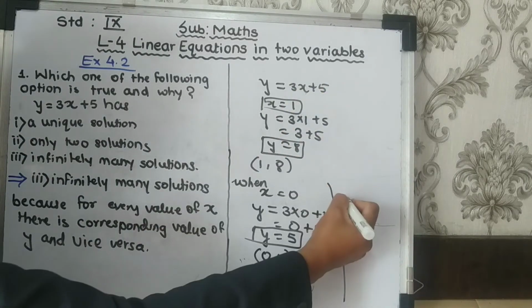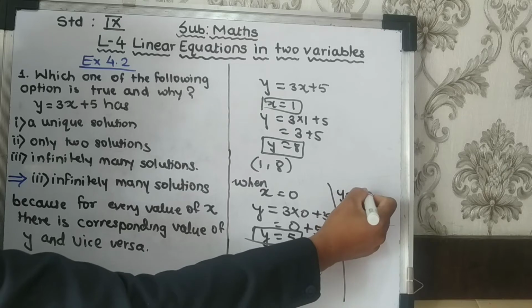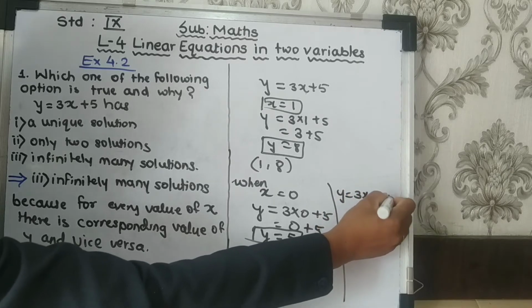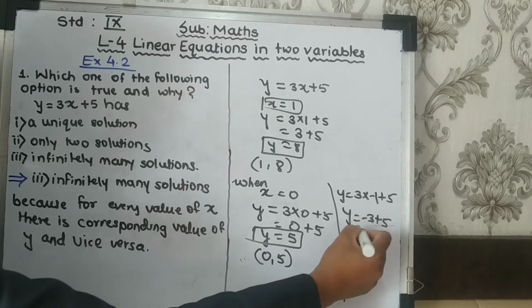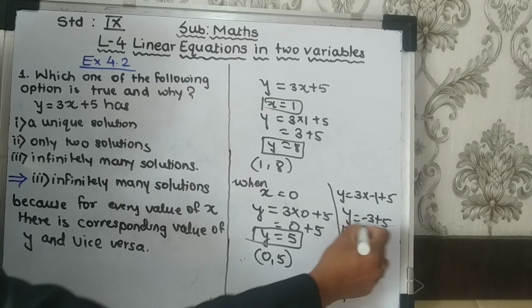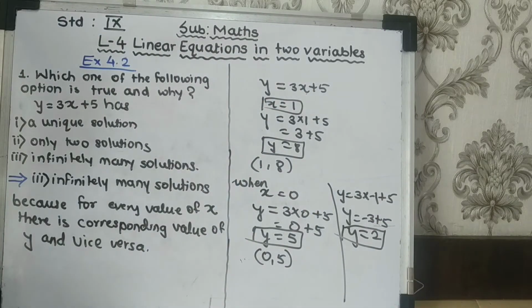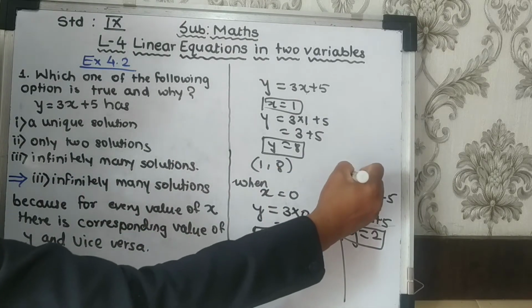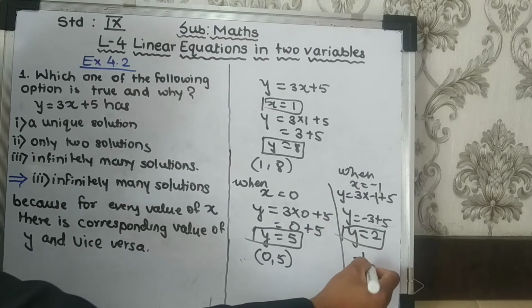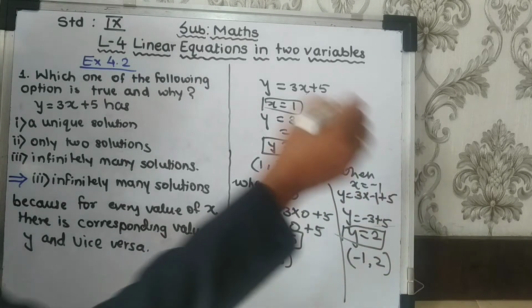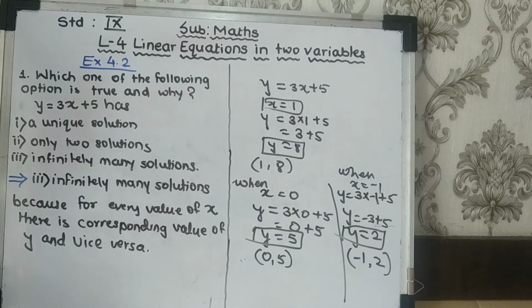Let us take minus 1. So y equals 3 into minus 1 plus 5. y equals minus 3 plus 5. So we will get 2. So y equals 2. Got it? So when we have taken x equals minus 1, minus 1 and 2 are the values. Got it, this one? So likewise, we have infinitely many solutions.